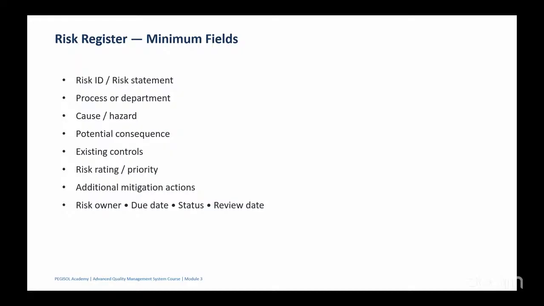Potential consequences, existing controls, the risk rating (high, low, medium), priority (high or low). Additional mitigation actions; a mitigation action is what to put in place to curb that risk. The risk owner, the due date, the status, and the review date. All these things should be contained in your risk register.